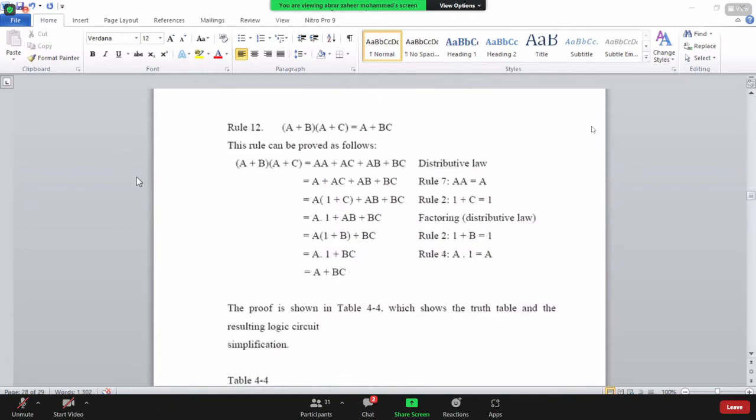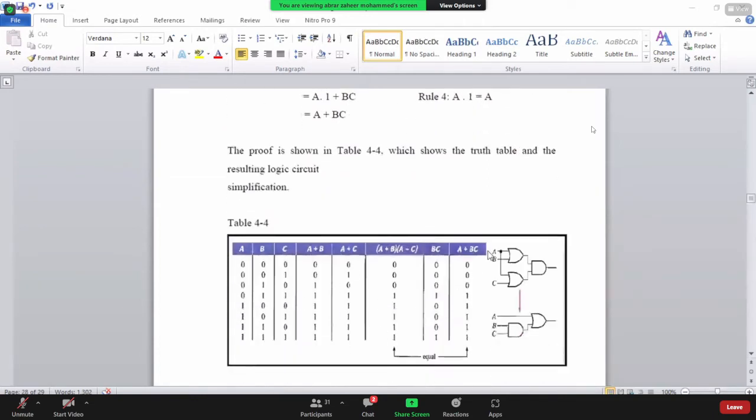In this way, we can prove rule number 12 that A plus B into A plus C is equal to A plus BC. Here we can see the truth table and the logic circuit for the same. A plus B into A plus C is equal to A plus BC.